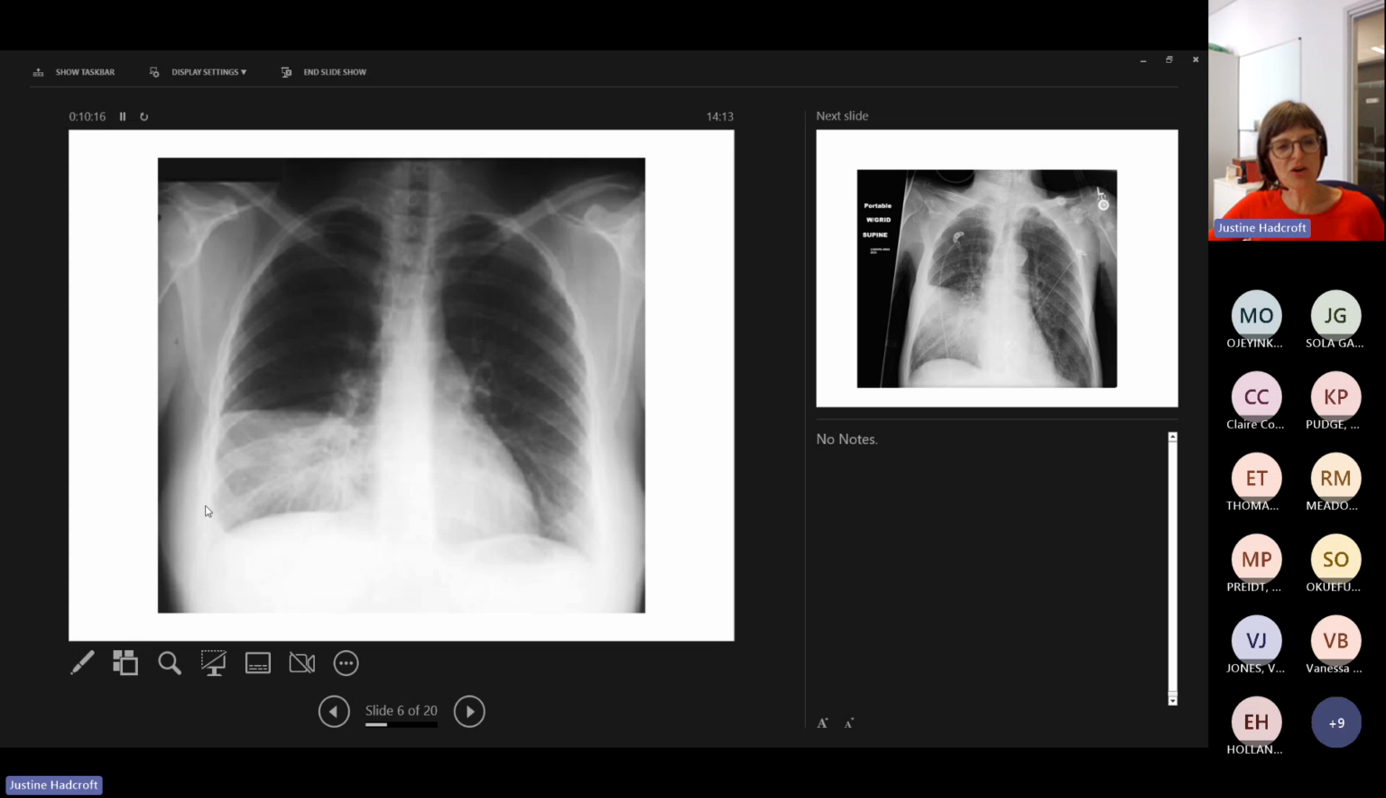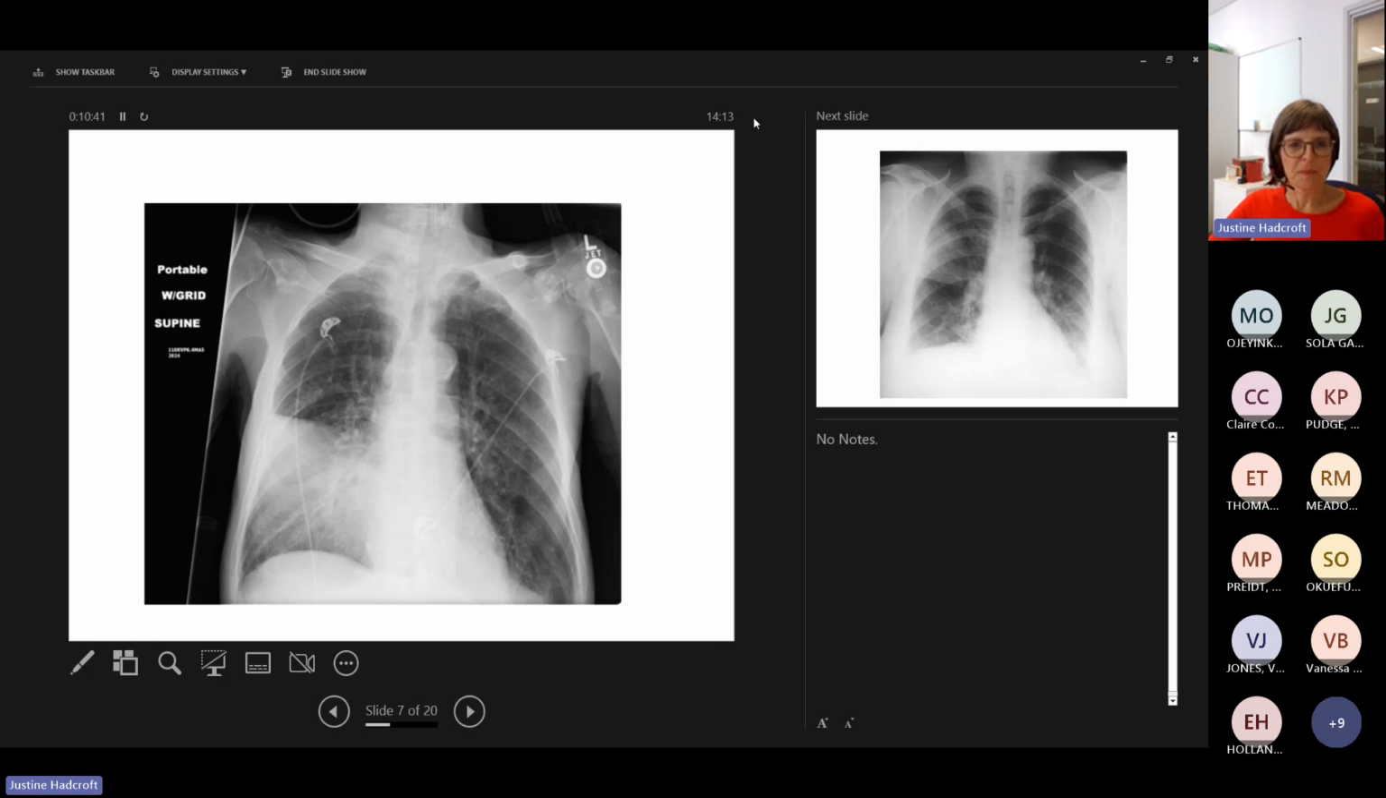So actually this is probably not right lower lobe, it's probably right middle lobe, because the right middle lobe of the lung sits next to the heart. And if you can't see a clear demarcation between the heart and the lung, it implies that the consolidation goes up to that bit of the heart. So this will probably be right middle lobe consolidation. The right upper lobe is normal and there's no other abnormalities.